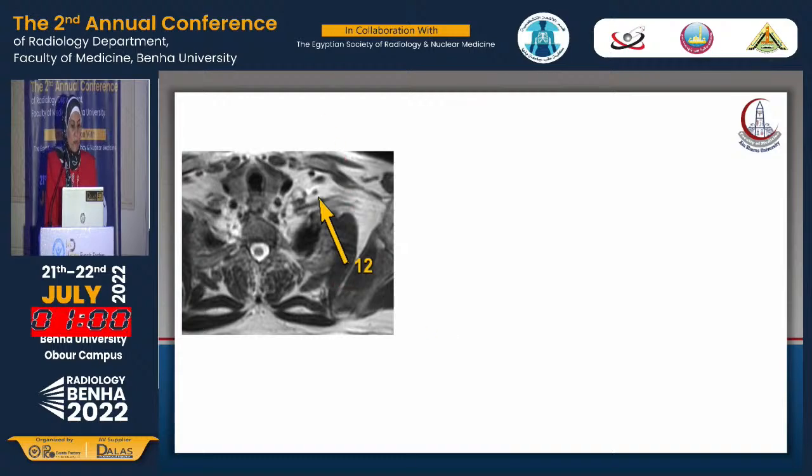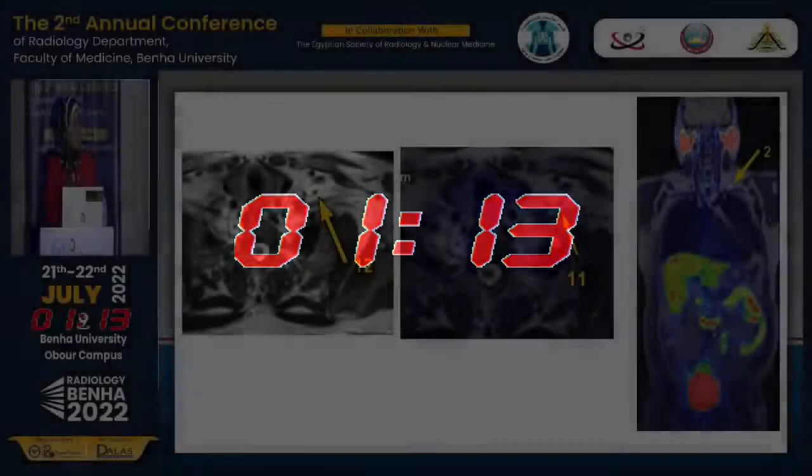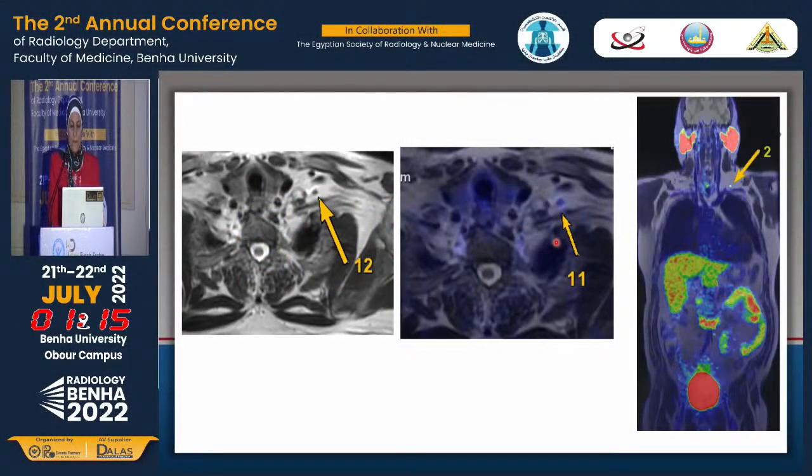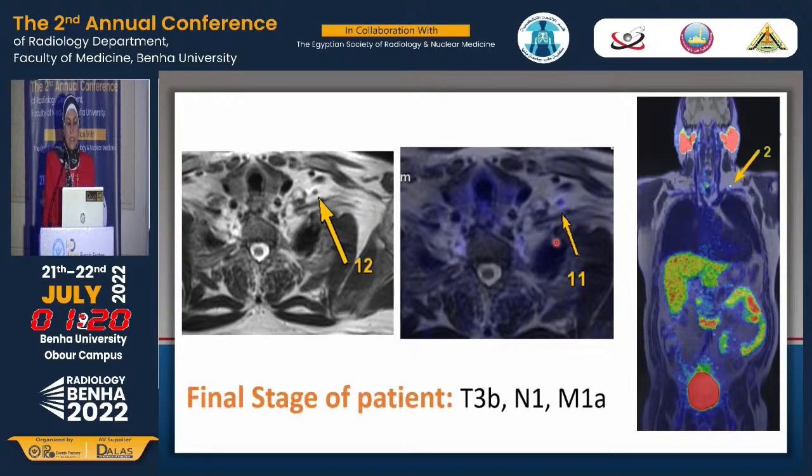Unfortunately, this patient also has this tiny left supraclavicular lymph node as well, which is equivocal on the conventional images, but it shows uptake on the PET component, and this was proved, just to finish up, to be a true metastatic lymph node, and the final stage for this patient was T3B N1 M1A.